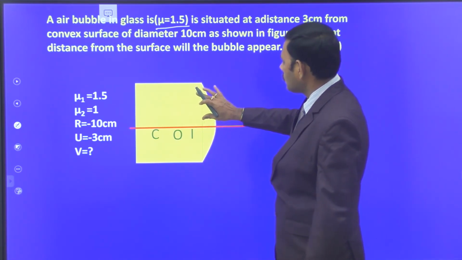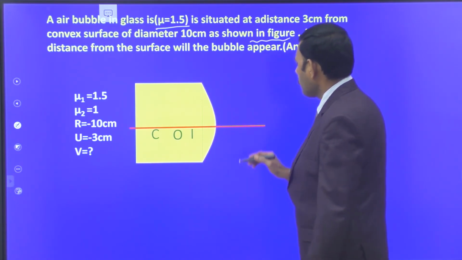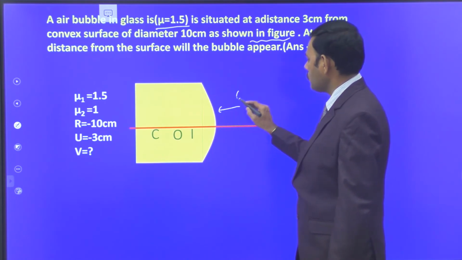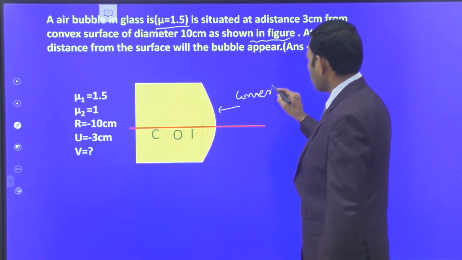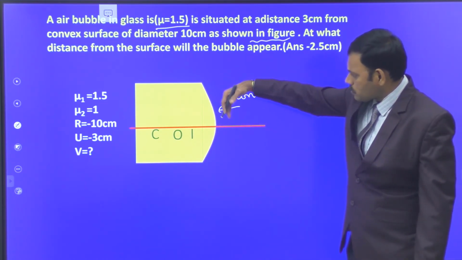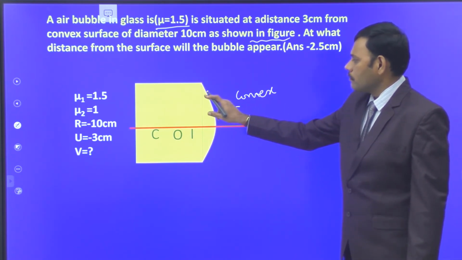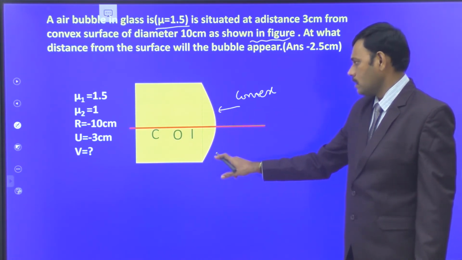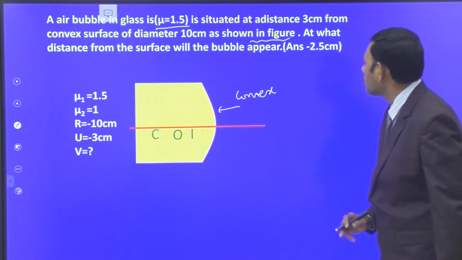Let this be the diagram. The diagram is given. Here, with respect to the rarer medium, the surface appears to be convex, so the surface is considered as the convex surface. The bluish one is the rarer medium and yellow is the denser medium. With respect to the rarer medium, the yellow denser medium appears to be convex, hence this is the convex surface. Let us consider the diagram first.